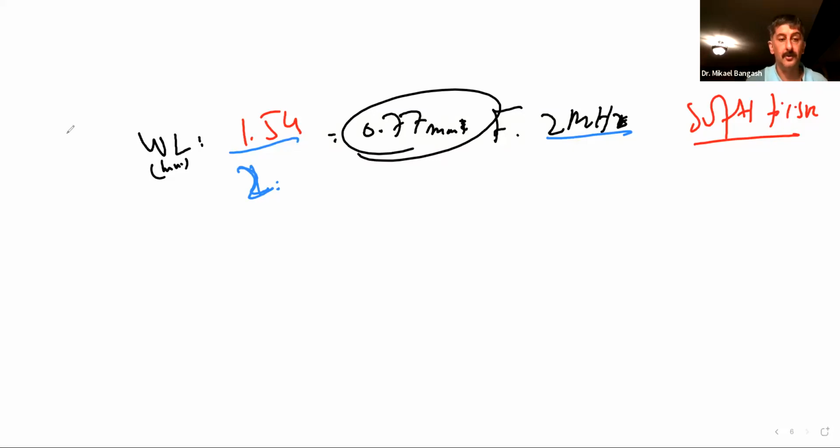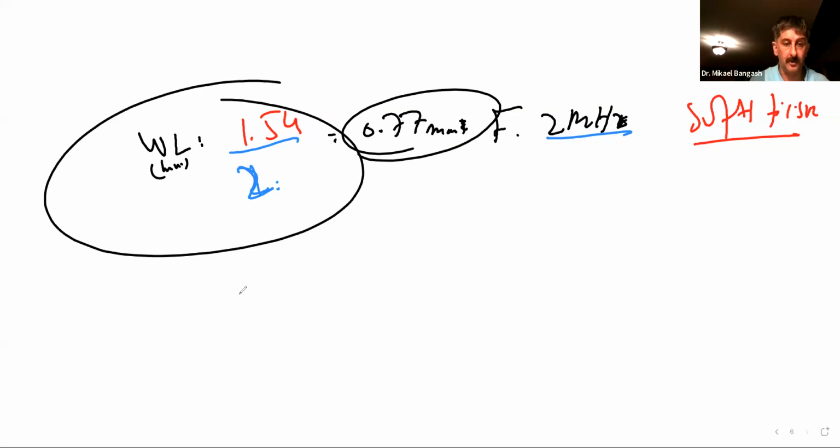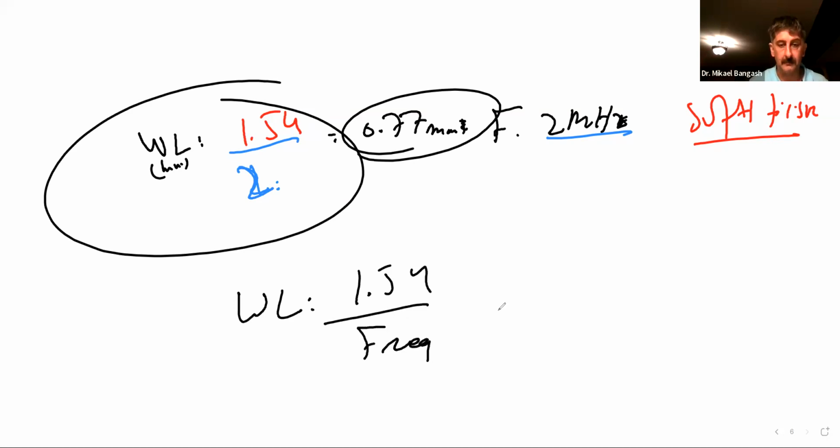So when I told you, girls, make sure that you remember this formula here: the wavelength is equal to 1.54 divided by frequency.